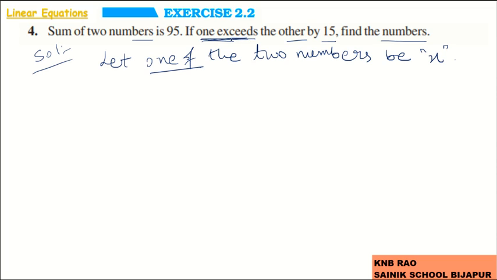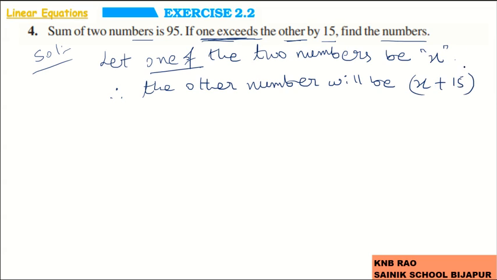What is the meaning of one exceeds the other by 15? Exceeds means increases. So, one out of the two numbers is 15 more than the other. That means now I can say, therefore, the other number will be 15 more than the one we assumed as x.